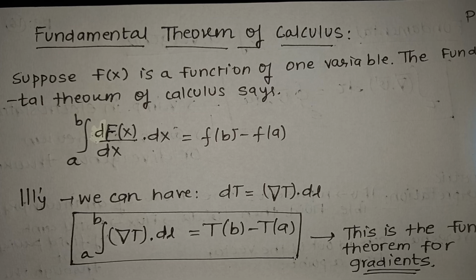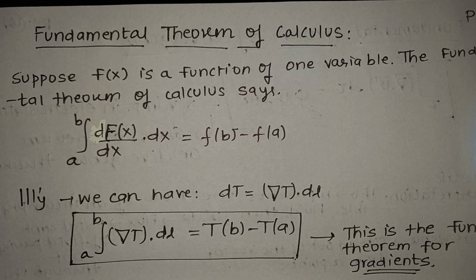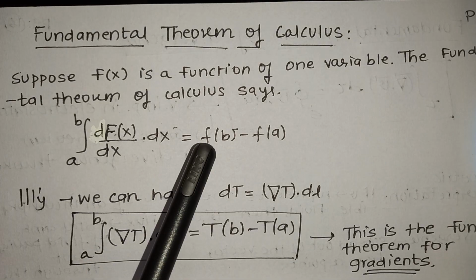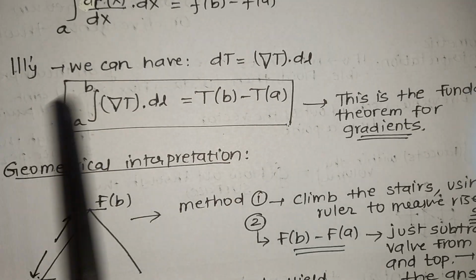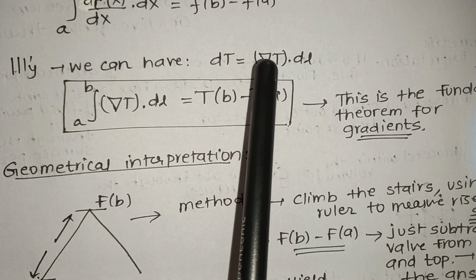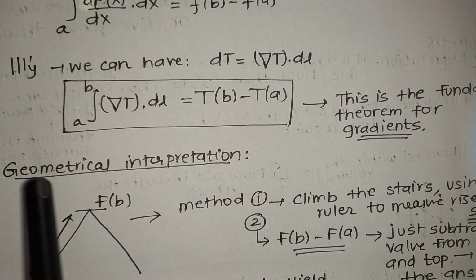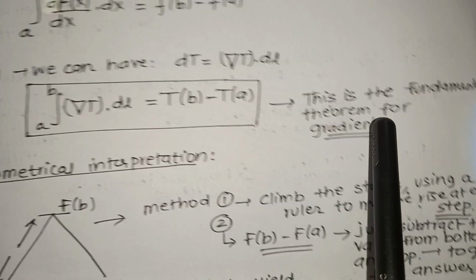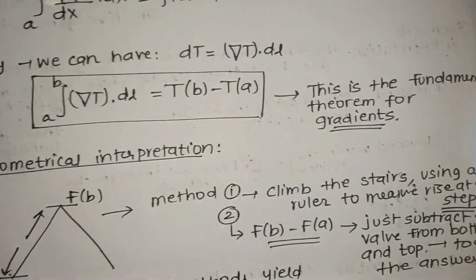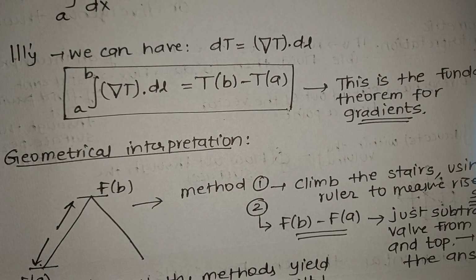So suppose I have a function f of x, which is a function of one variable. Then the fundamental theorem of calculus says that the integral from a to b of (df/dx) dx is equal to f(b) minus f(a). Similarly, we can write dT, the total derivative, as grad T dot dl. If we substitute this total derivative here, the integral from a to b of grad T dot dl is equal to T(b) minus T(a). So this is the fundamental theorem for gradients. Note that this is a very important theorem which is used mostly in electrostatics.